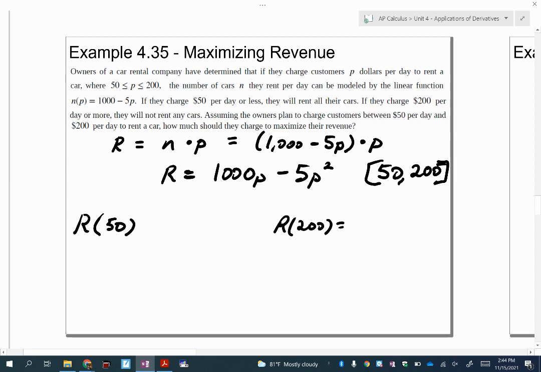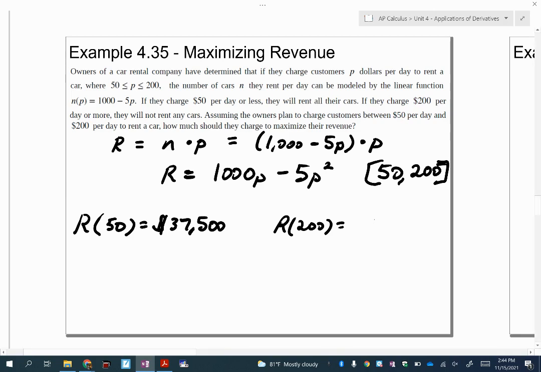This one isn't as complicated as the previous one. So I have 1,000 times 50 minus 5 times 50 squared. That's going to be a revenue of $37,500. Let's try 200. So 1,000 times the price per day of $200 minus 5 times 200 squared.